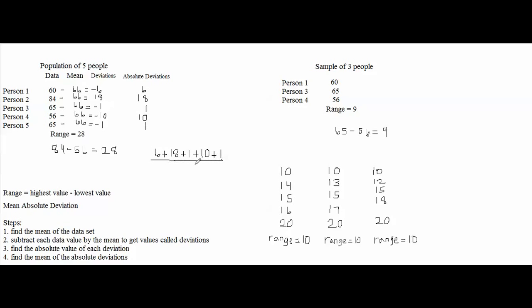We add them and we divide by 5 because we're dividing by the number of numbers. There's 5 numbers in here, so we divide by 5.